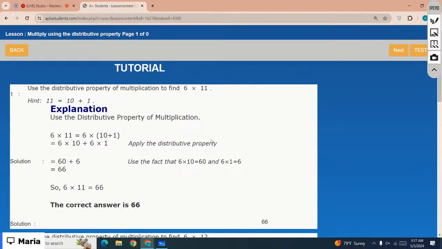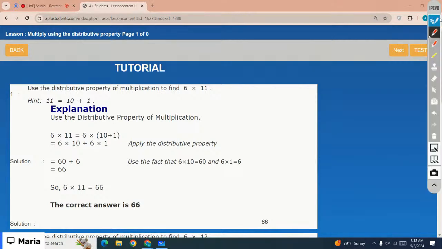So the first one is 6 times 11. You have to multiply, but you have to use the distributive property, right? So 6 times 11, you can distribute it over addition. So you can do 10 plus 1, right? So that equals 6 times 10 plus 6 times 1. When you multiply, 6 times 10 is 60 and 6 times 1 is 6. When you add them, that equals 66. So the correct option is 66, right?